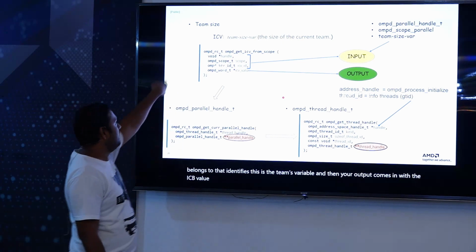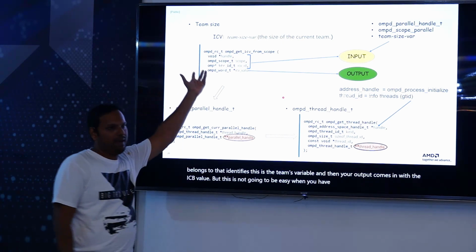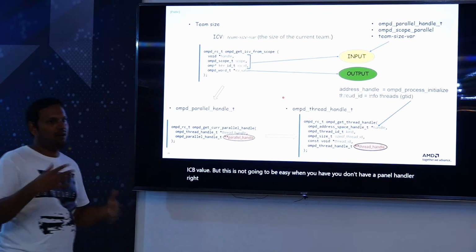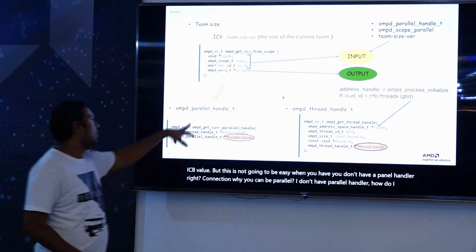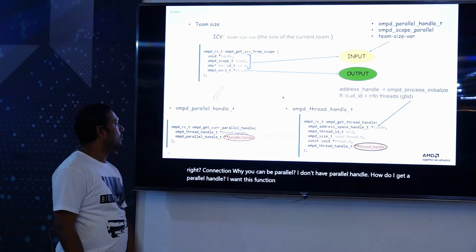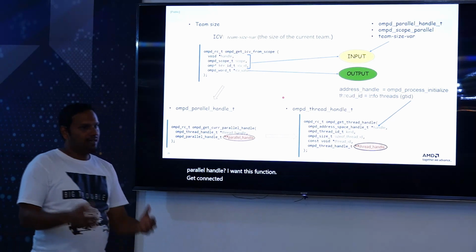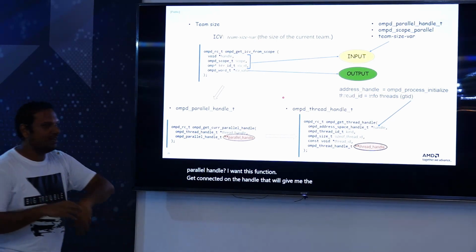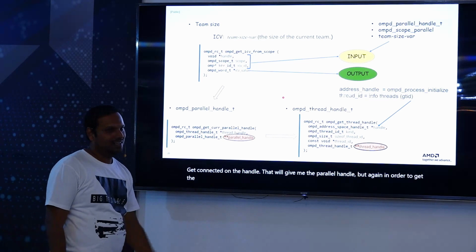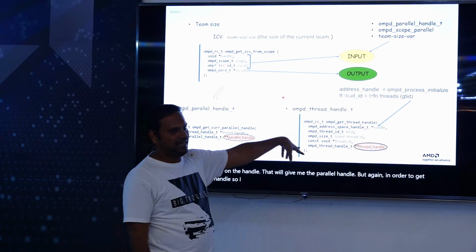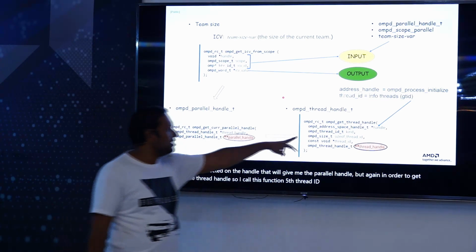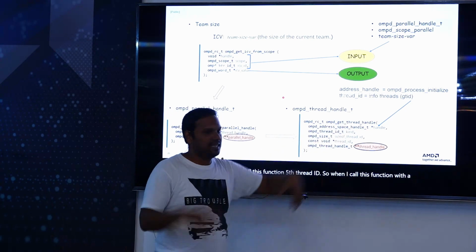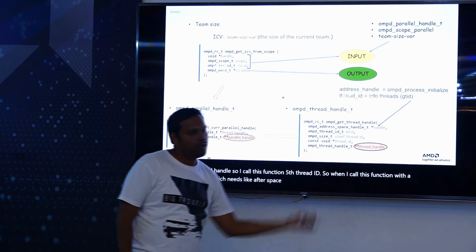But this is not going to be easy when you don't have a parallel handle, right? When I say ompd parallel, I don't have a parallel handle. How do I get a parallel handle? I call this function, ompd_get_current_parallel_handle, that will give me the parallel handle. But again, in order to get the parallel handle, I need a thread handle. So I call these functions with a thread ID, which needs the address space and the thread ID. How do I know the thread ID?